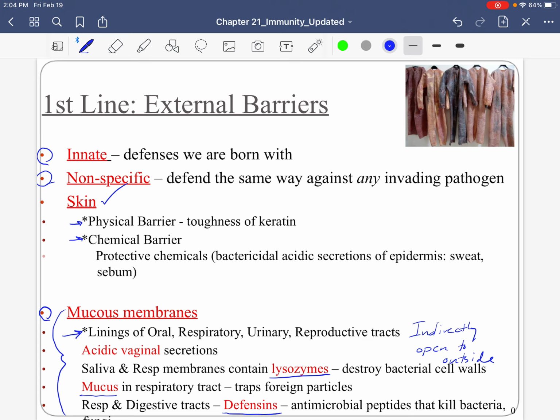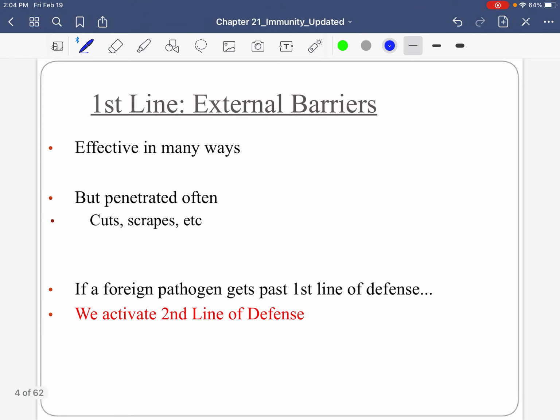Now, this first line of defense is fantastic. Our skin is great. These specialized cells that line our tracts are great. But that doesn't mean that things don't get past them. So always, it's going to happen that a bacteria or virus will penetrate through our first line of defense. Particularly if we get a cut, that's just an open invitation for things to come in. So even normally without a cut, or when we have situations where our skin has been interrupted, things are going to get past our first line of defense.